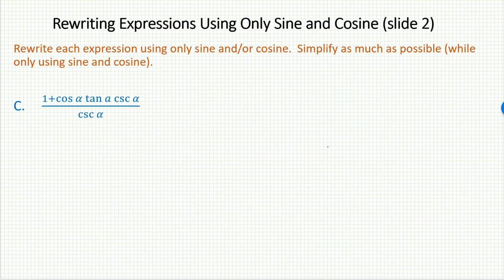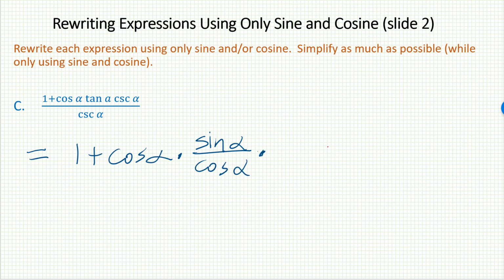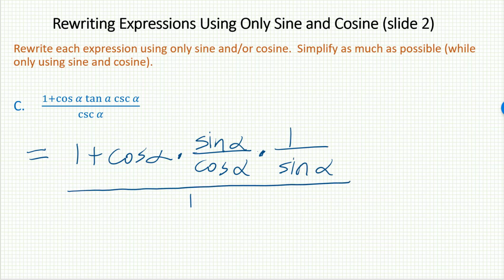And then here's a third one, same directions here. This one's a little messier. Let's see, on the top, I've got 1 and then plus cosine alpha. That's fine. I want everybody to be sine or cosine. When I see tangent alpha, I immediately think, oh, quotient identity, that's sine over cosine. When I see cosecant, I think reciprocal identity, that's 1 over sine. On the bottom, cosecant alpha, that's 1 over sine. So I've made all my little identity substitutions.